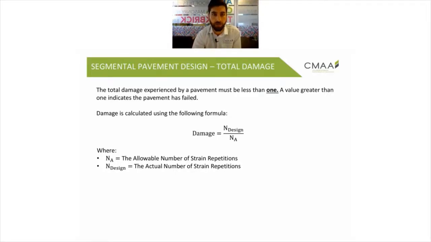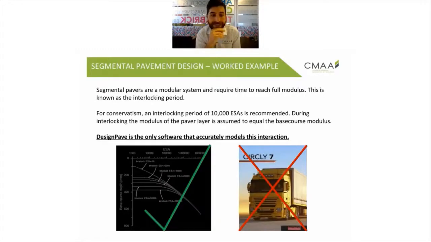I'm just going to go through some of these formulas with a worked example before Keanu shows you just how that works. The other important thing to note is that the way block pavements behave, when we're putting sand in those joints, we use 10,000 ESAs before lockup occurs. And lockup is when we get full modulus out of our paver layer, let's just call it an 80 mil paver layer. So up until 10,000 ESAs, we're utilizing a modulus for our paver layer similar to our base course modulus, so quite weak.